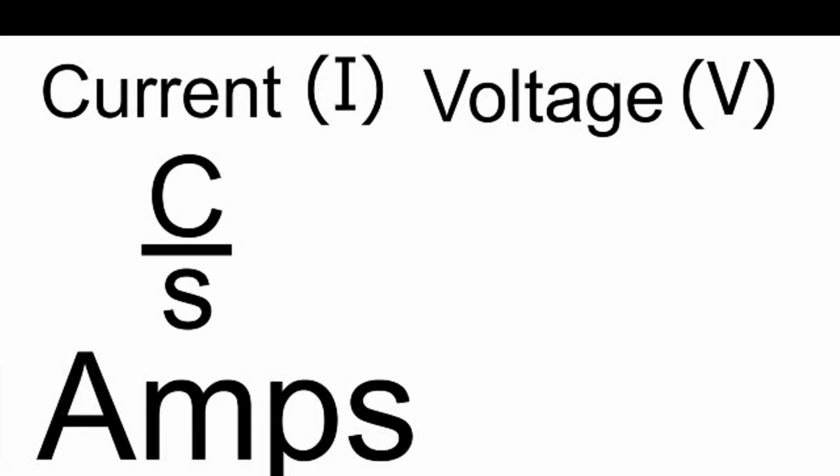So, to summarize, there are two fundamental quantities in electricity, current and voltage. Current is the easier one. It's just the number of coulombs that are passing a point in a second. It's given the symbol I, and its units are amps. But don't forget, 1 amp just means a coulomb per second.